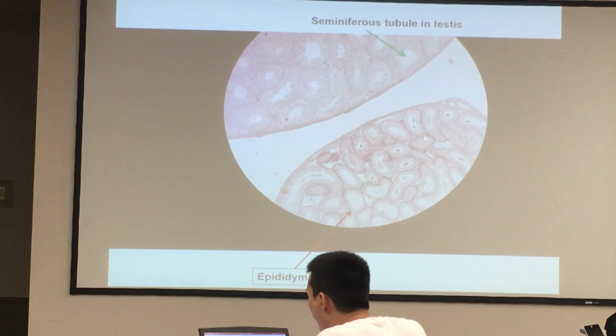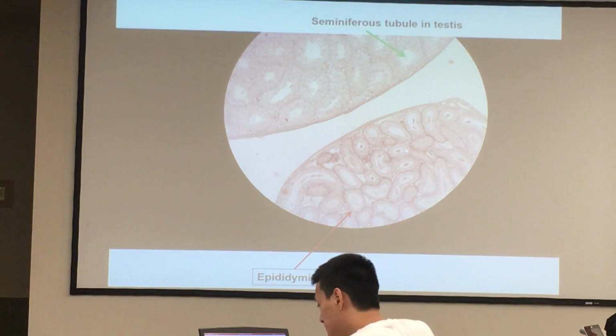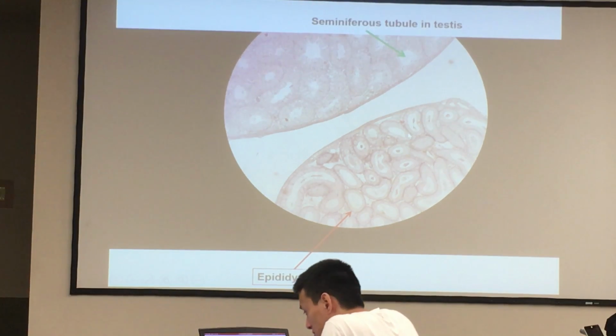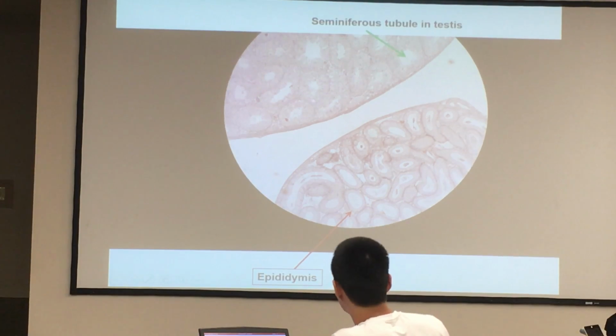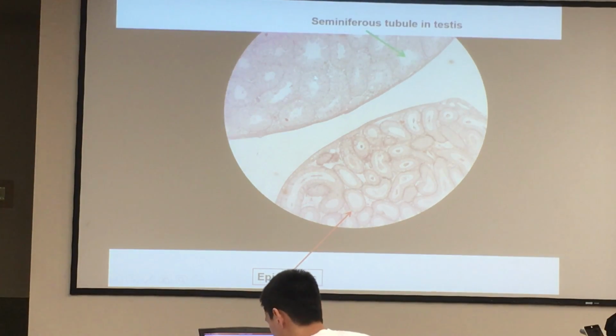Now I show you a cut through. One part is epididymis, and one part is testis. And you can see the difference. In the testis, you see a lot of different types of cells because of different stages of sperm growth.